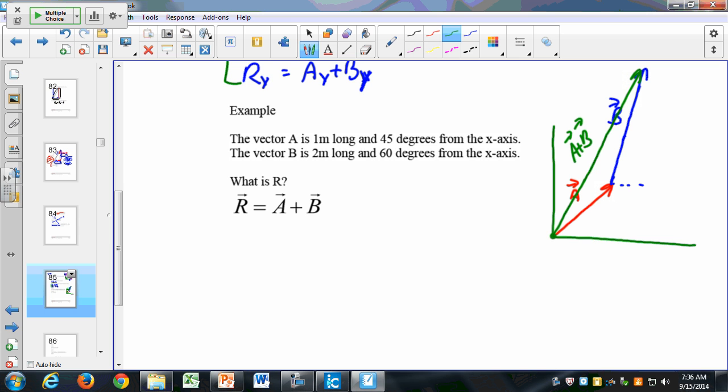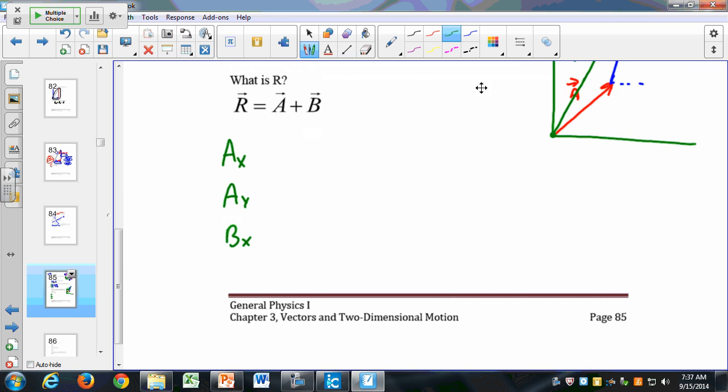So why don't y'all go ahead and find the x and y components of A and B. That is, what is Ax, what is Ay, what is Bx, and what is By. I'll give you just a couple minutes to find those. Remember, we had those expressions based on the cosine and sine functions for the x and the y components.